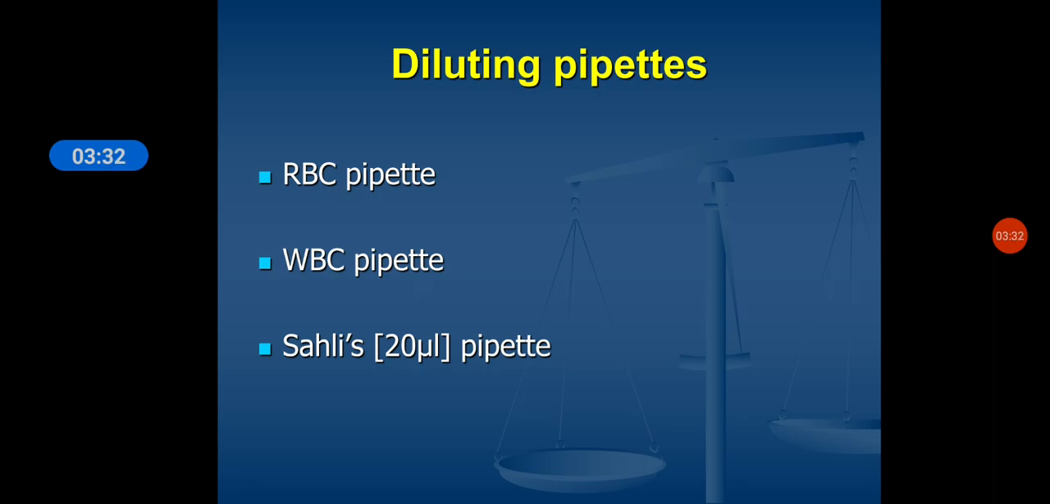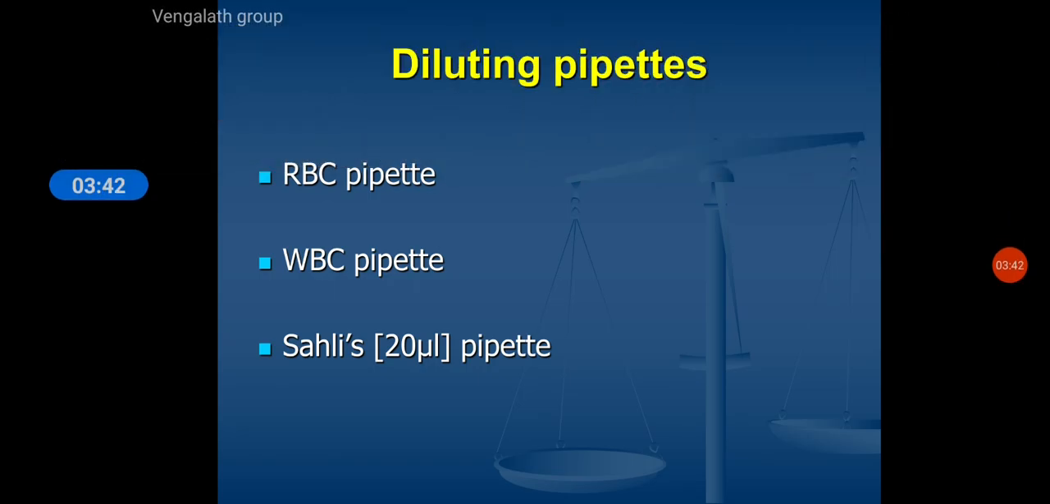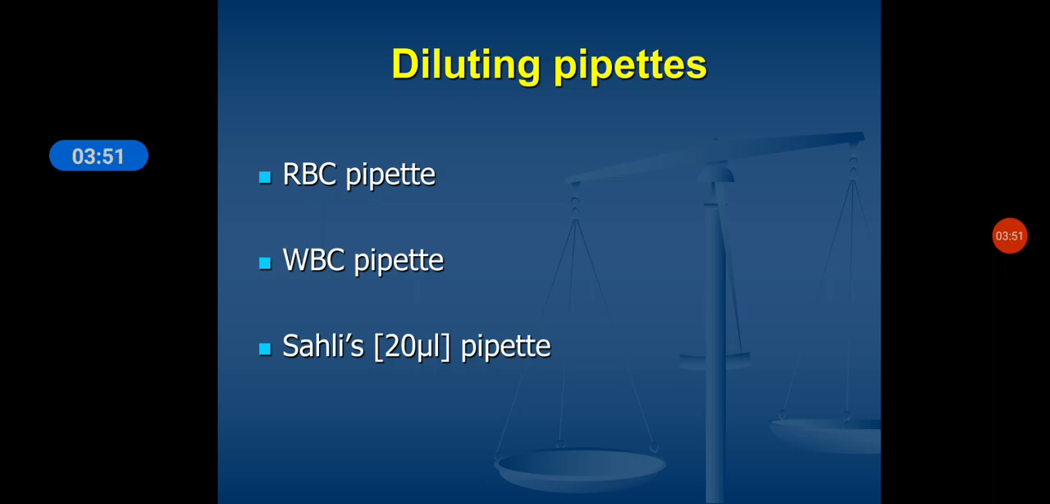What are the uses of these pipettes? The RBC pipette is for RBC count, and also for platelet count. The WBC pipette can be used for WBC count and for sperm count. The pipette can carry around 20 microns of fluid.